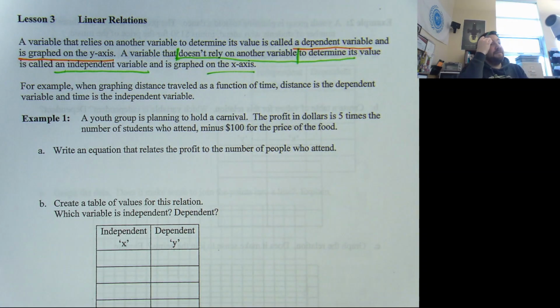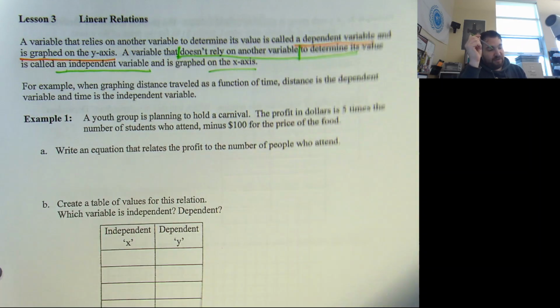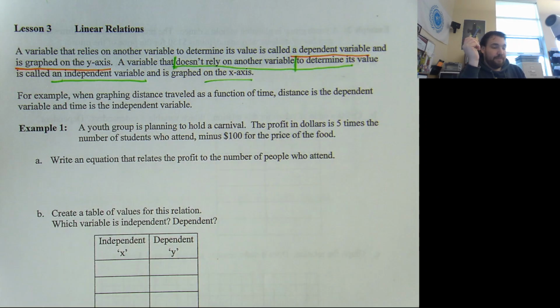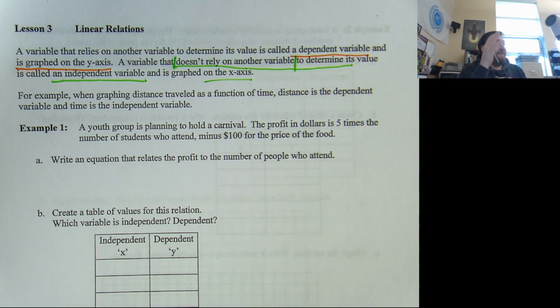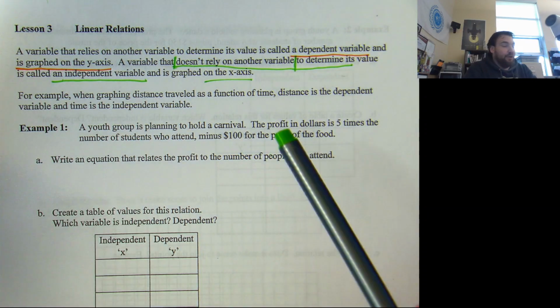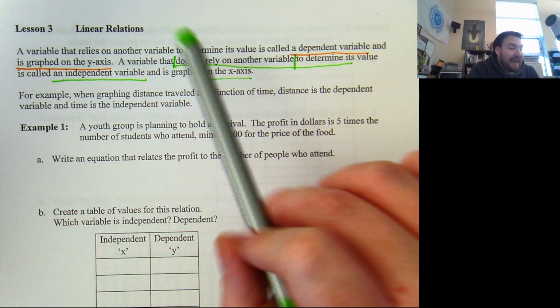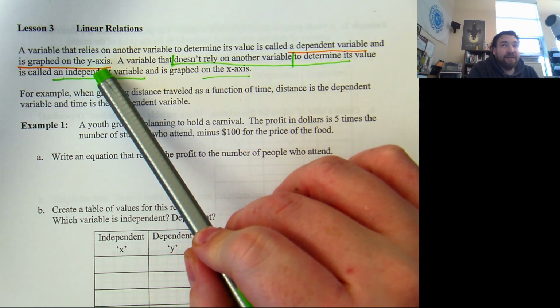So if you have no context to a problem, for example, I'm going to do 3 examples today. They're all going to have context. One of them is going to be a carnival being held. Actually, 2 of them are going to be about carnivals. And the third one is going to be about running at a particular speed. All of those have variables that will make sense in a given context. If you don't have variables that are given to you in the context, then x and y get to be those variables. X is independent always, y is dependent always.